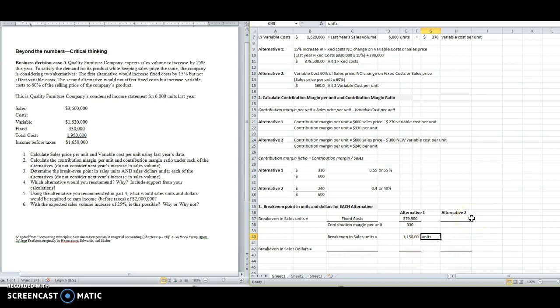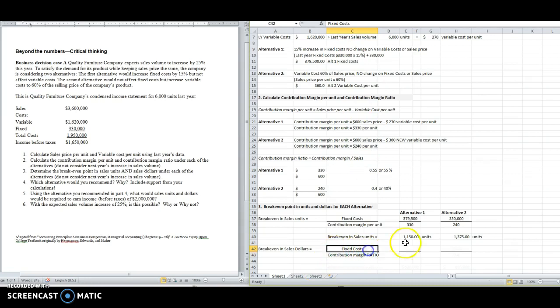1,150 units. For alternative 2, my fixed costs remain the same, so we look back to the problem and it said we had $330,000. So we're going to include those. And my contribution margin per unit from part 2 was $240, which is going to give me a break-even in sales units of 1,375.